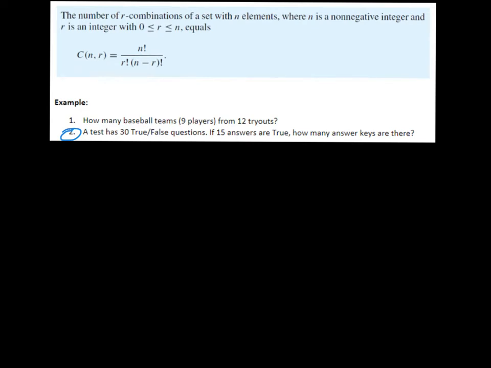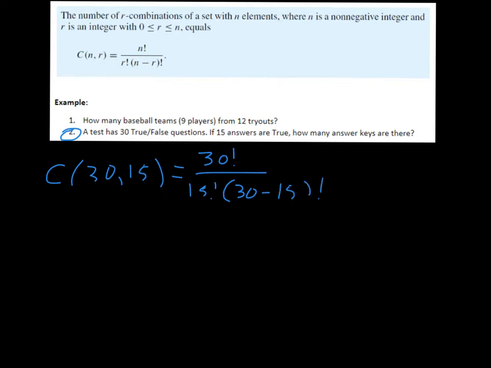So if I just plug this into the formula, I'm doing combinations of 30 objects chosen 15 at a time. So this is 30 factorial over 15 factorial times 30 minus 15 factorial. So this is equal to 30 factorial over 15 factorial times 15 factorial. Now, these numbers are getting so big that they can't comfortably be done by hand. We could, in theory, do this, but it would just be a pain.